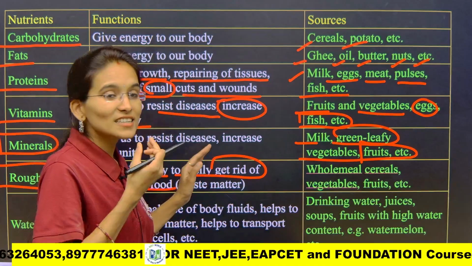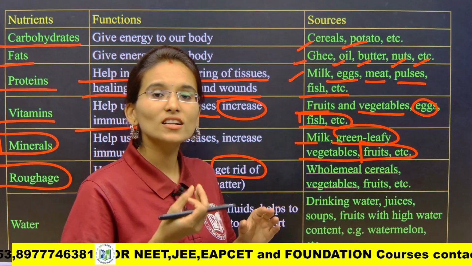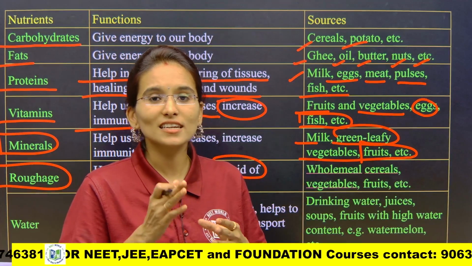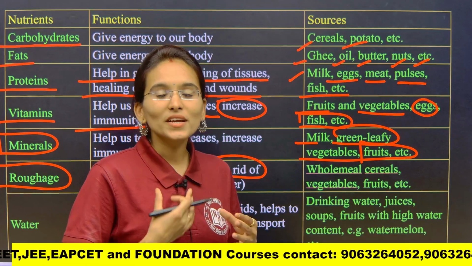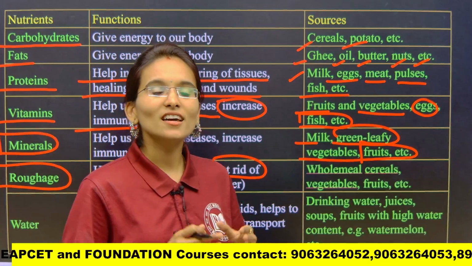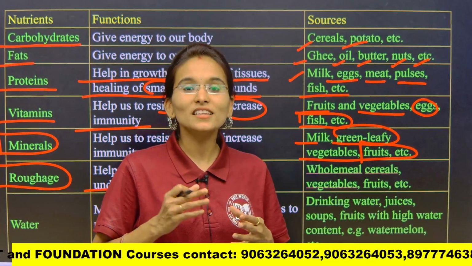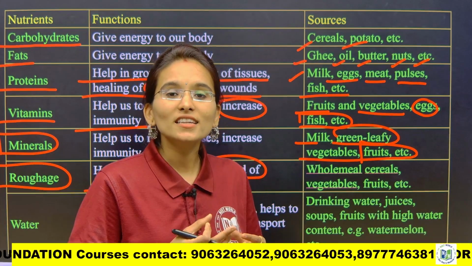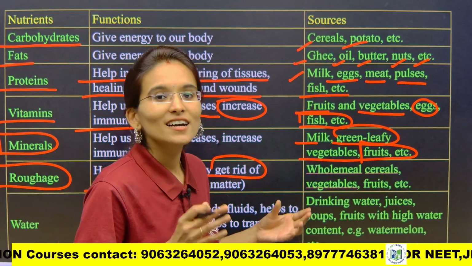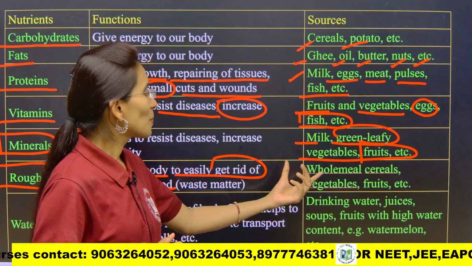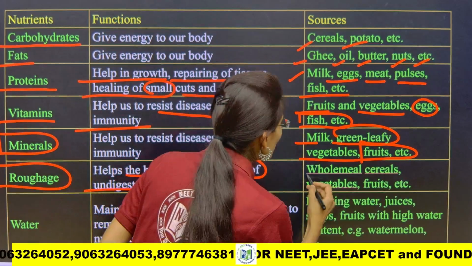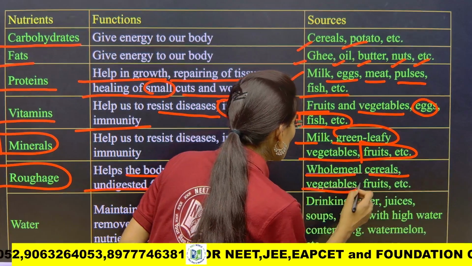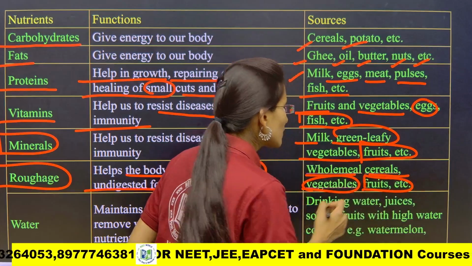Consuming roughages regularly, or at least weekly once, is going to cleanse your complete digestive system. They are not important for our body as nutrients, but they are important for maintaining the cleansing action of the digestive system. Here, if we see the sources: whole meal, cereals, vegetables and fruits.